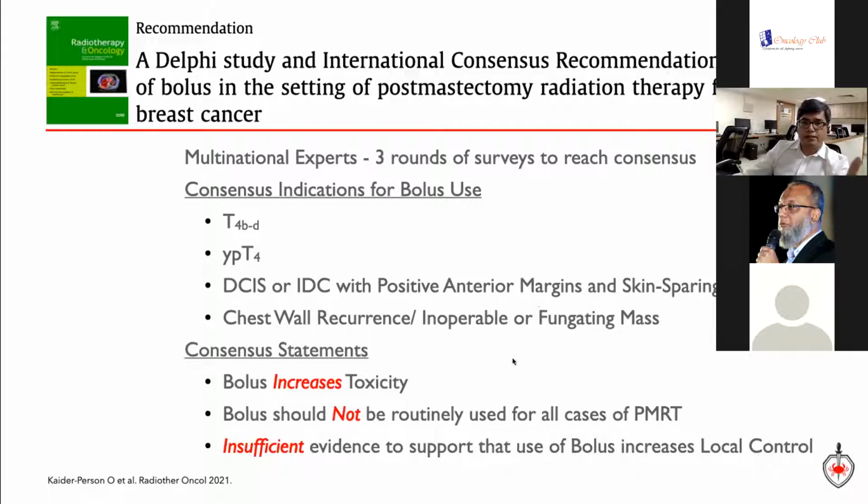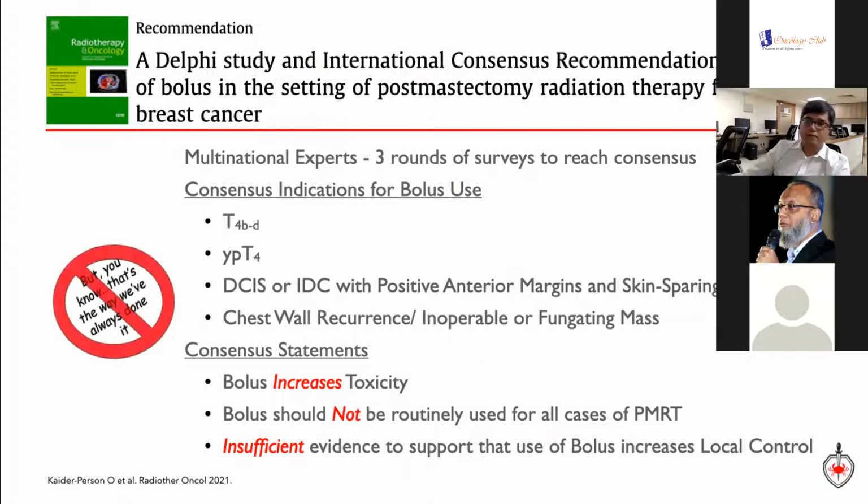And on the consensus statements, I would just like to emphasize that they emphasize that bolus increases toxicity, should not be considered routinely for all patients of post-mastectomy radiotherapy, and there is insufficient evidence to support that the use of bolus increases local control. Whether it decreases or not, we are not going into that yet, and therefore I strongly feel that the way that we have always done it probably needs to change. And this is the argument that I know everybody will have, that that's the way we've always done it, but we need to change.